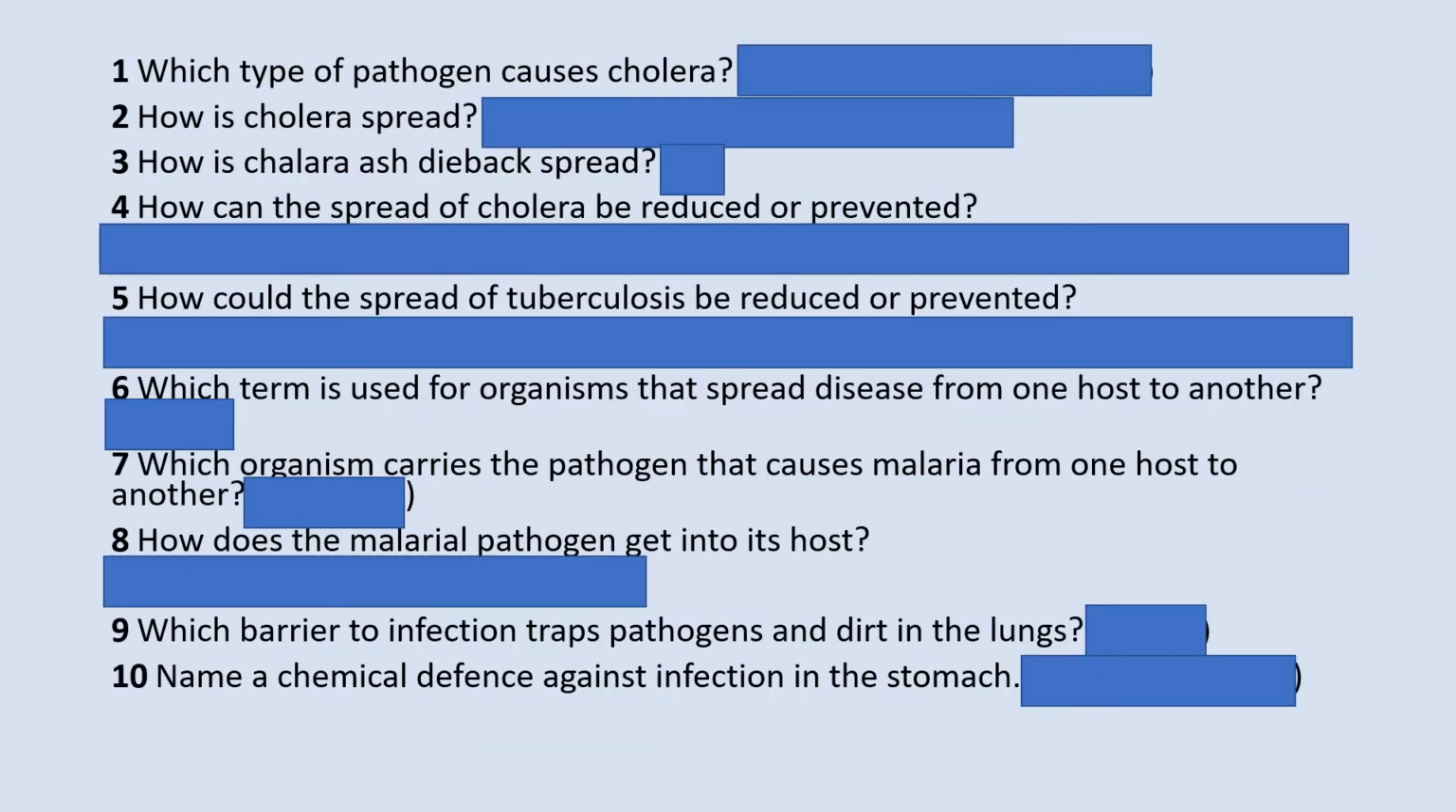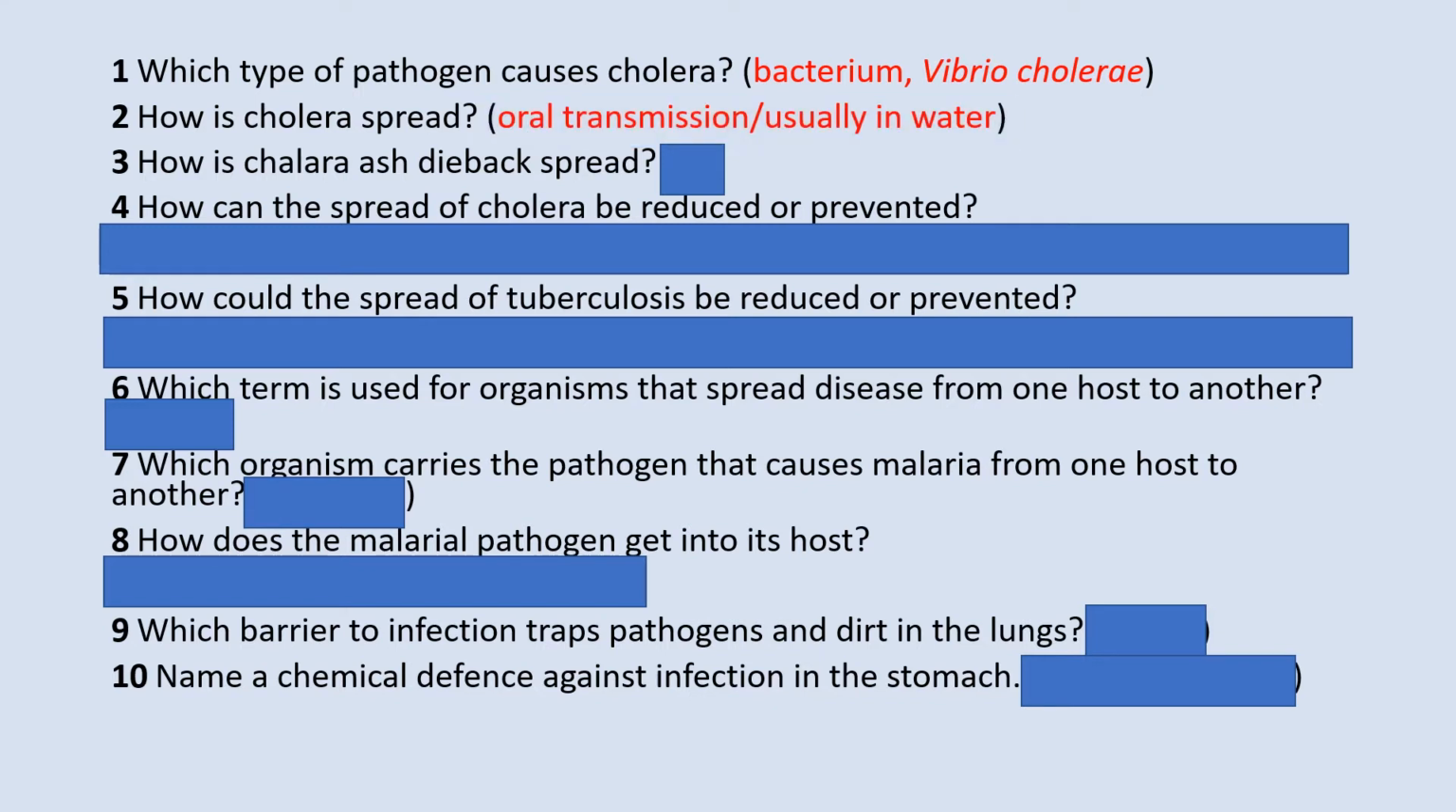So the answers to the starter: which type of pathogen causes cholera? Remember, we've got bacteria, protist, fungi and virus as the main four. It is of course a bacterium, Vibrio cholerae. How is it spread? So cholera is spread by oral transmission, which means it is ingested through the mouth and normally through dirty water. Again, sometimes through fecal matter as well.